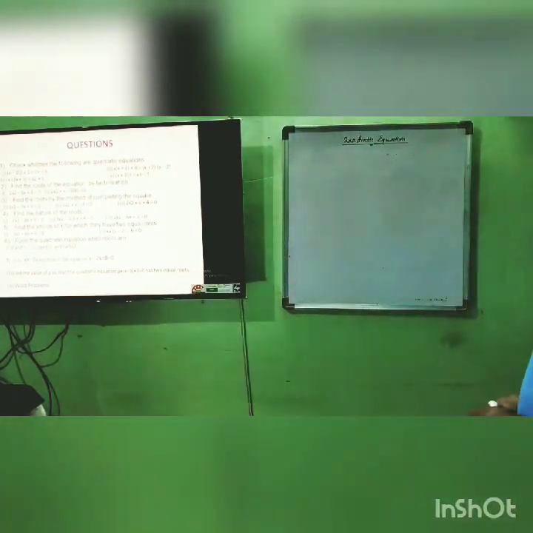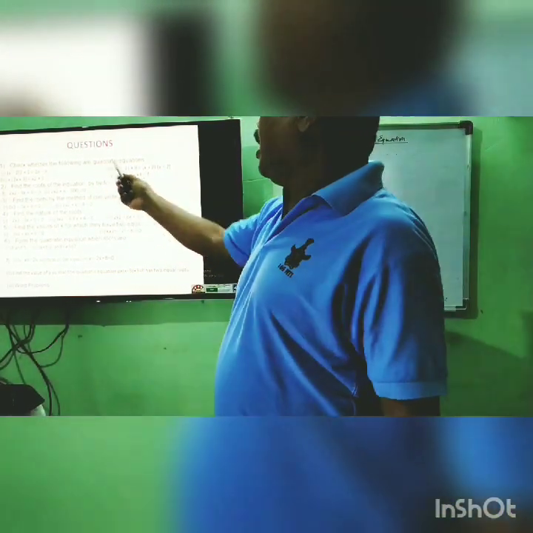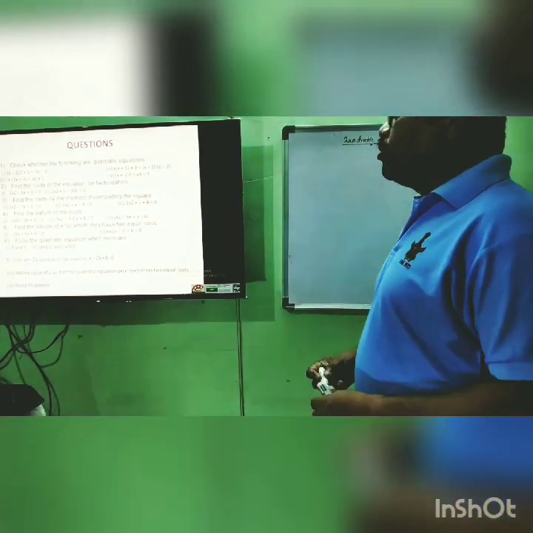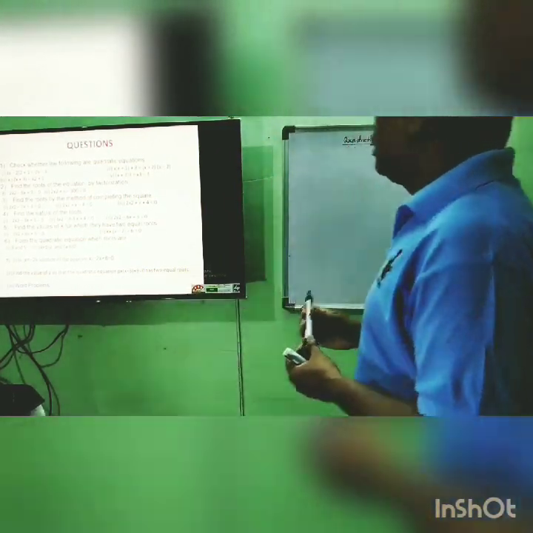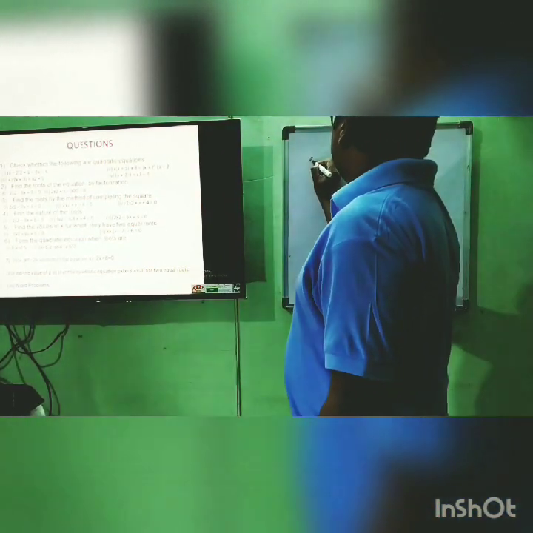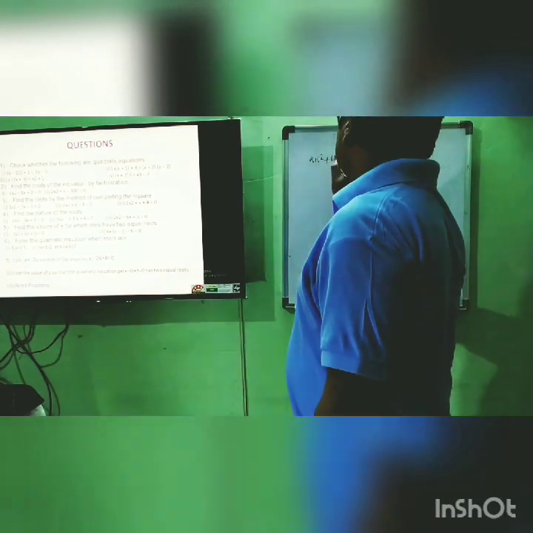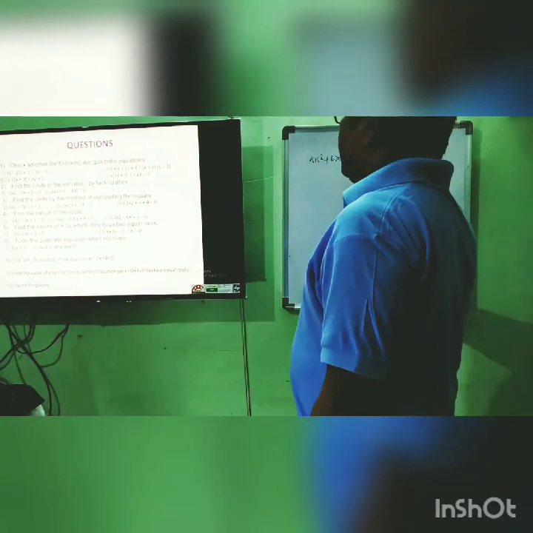This type of question they will ask: check whether the following are quadratic equations or not. This type of question is very simple. You have to remember one equation, that is ax square plus bx plus c equal to 0.